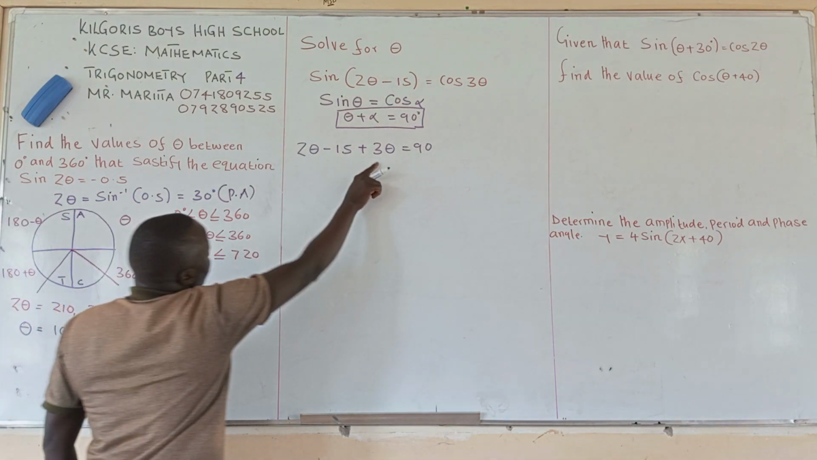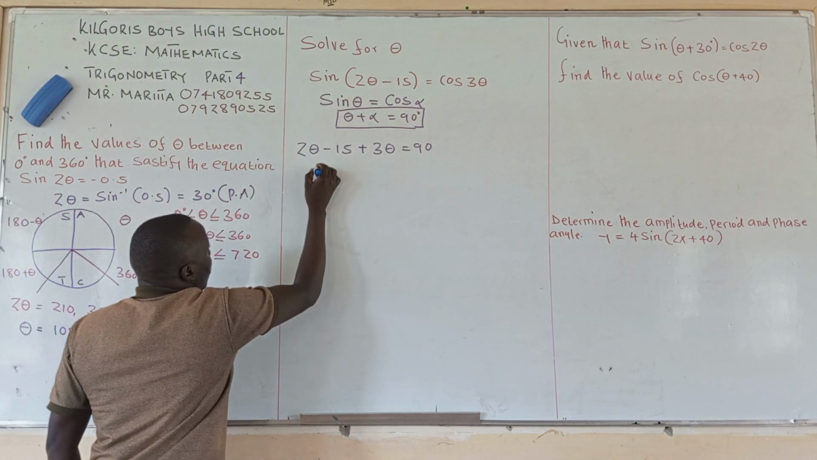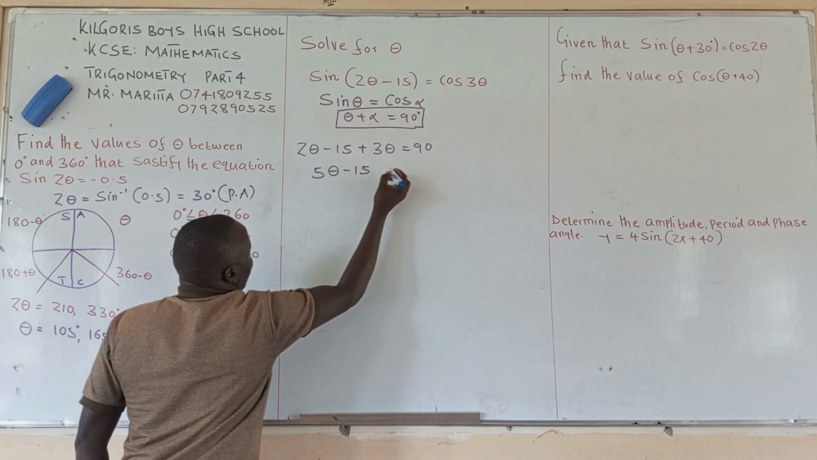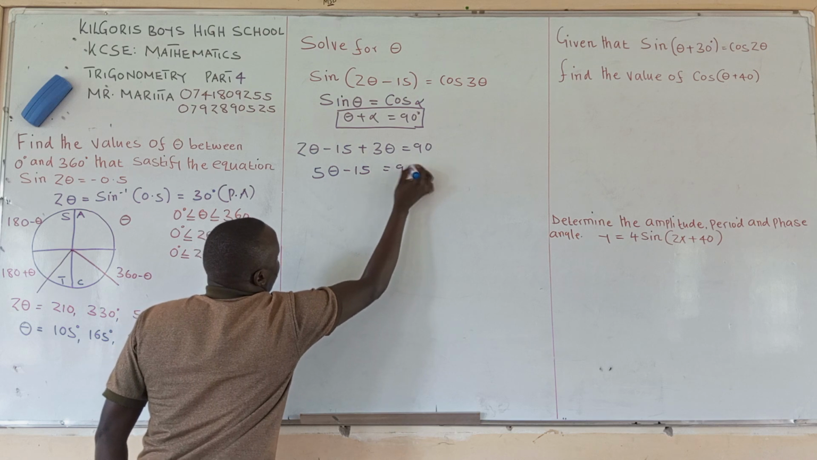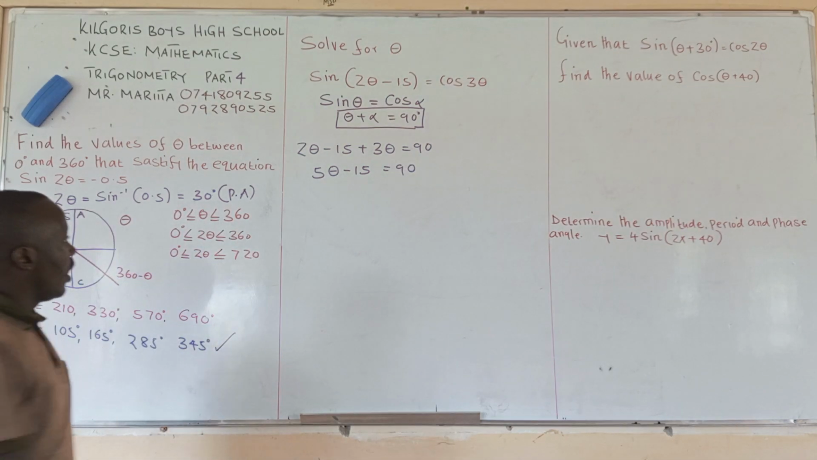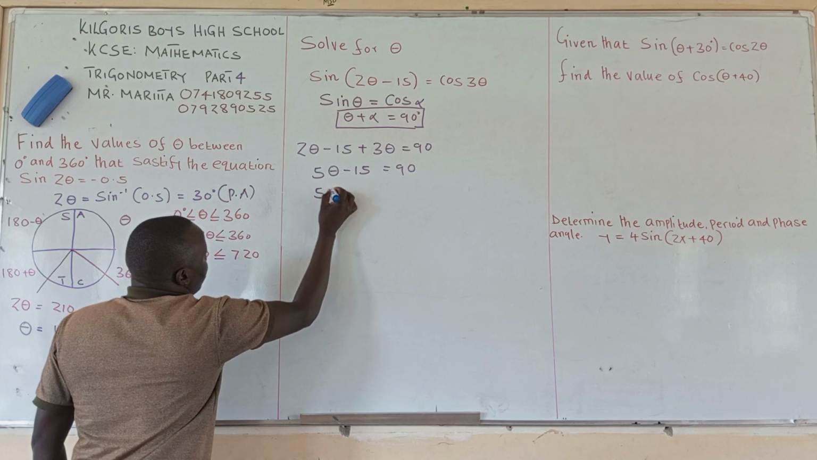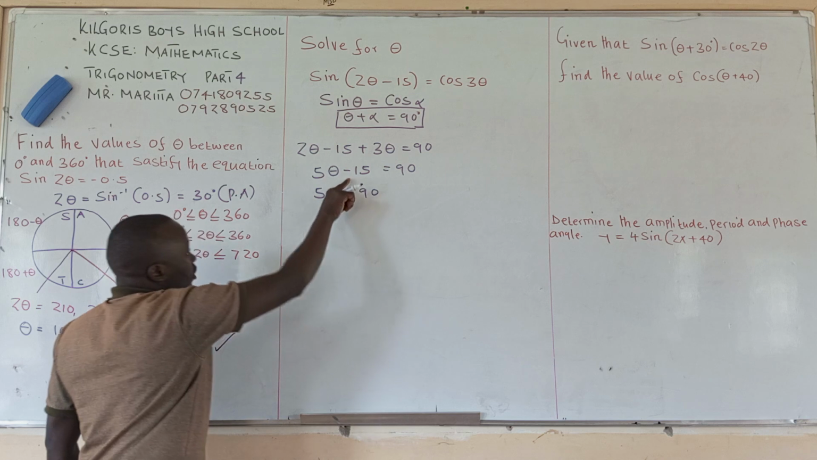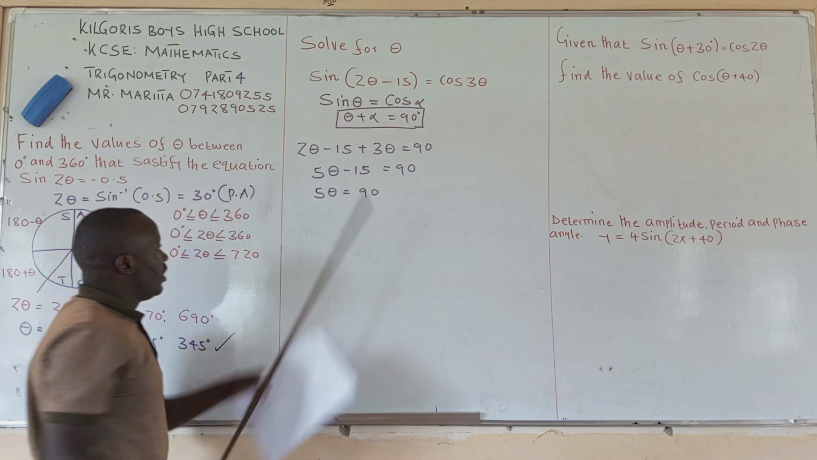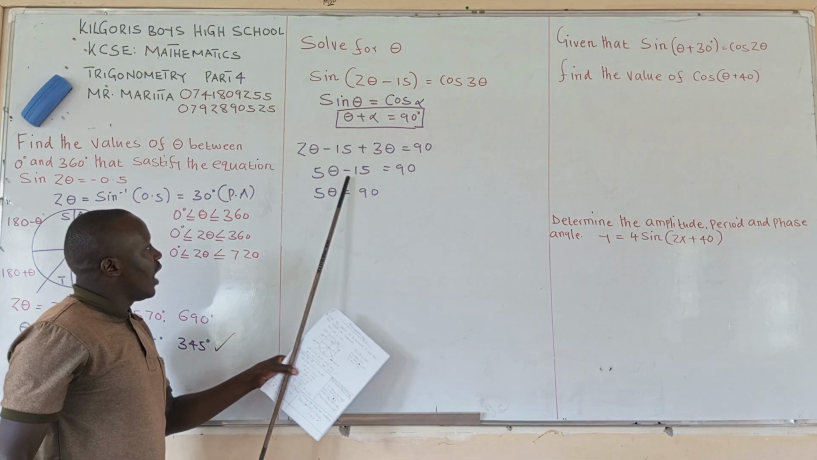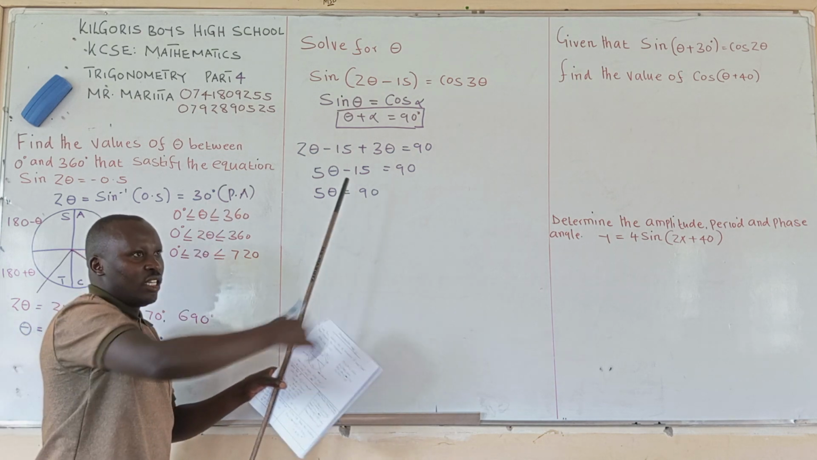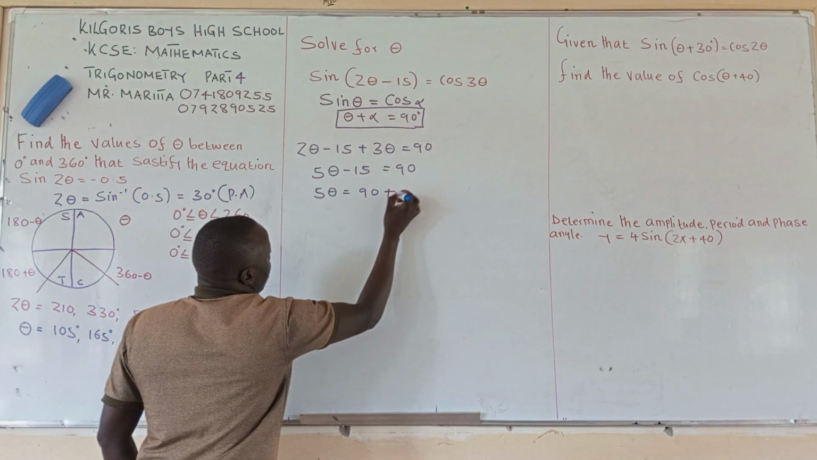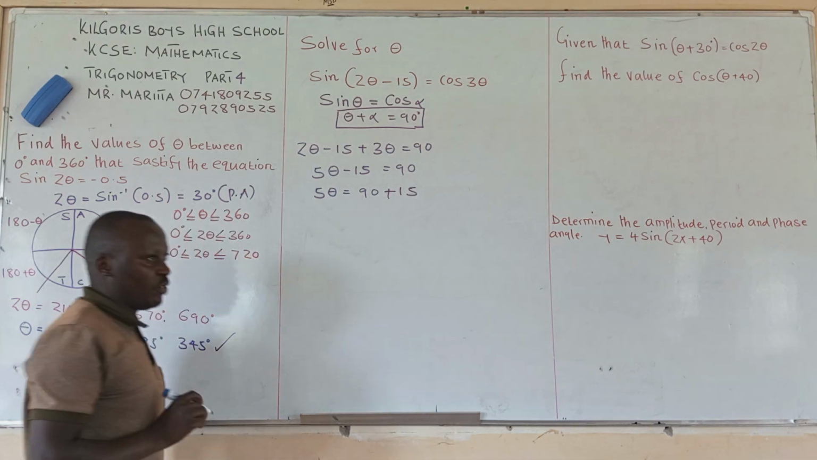So we collect the like terms together: 2 theta plus 3 theta, we have 5 theta minus 15, and this is equivalent to 90. So we have this is our 5 theta, which is equal to 90, and therefore we are transferring this 15 from this side to this side. This is a negative here. When it crosses the equal sign to the other side, it will change the sign. So we have this one as a positive, we got positive 15.